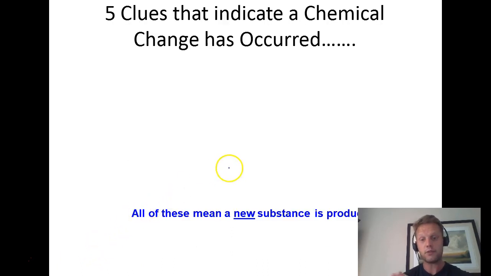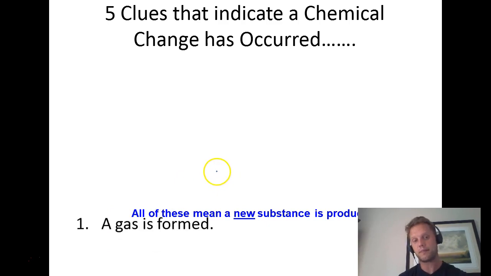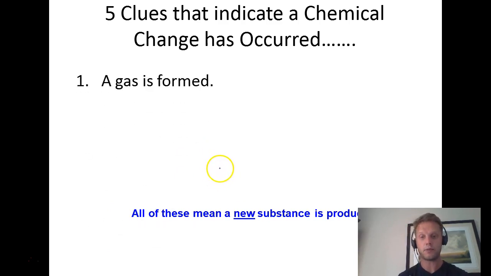So there's 5 clues that we have a chemical reaction happening. And the first clue that you have is a gas is formed. Oh, this is terrible.